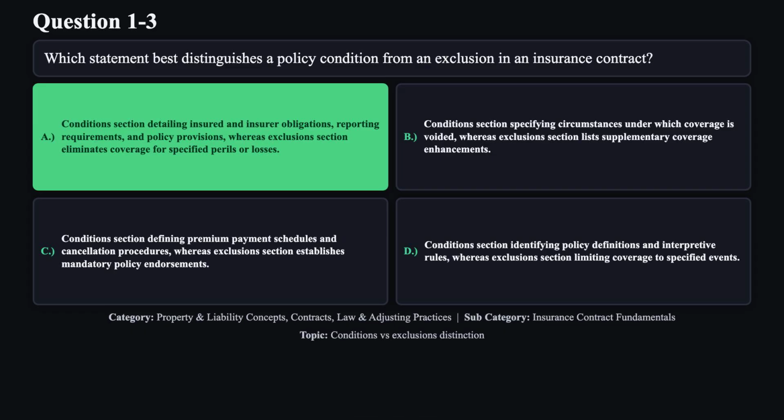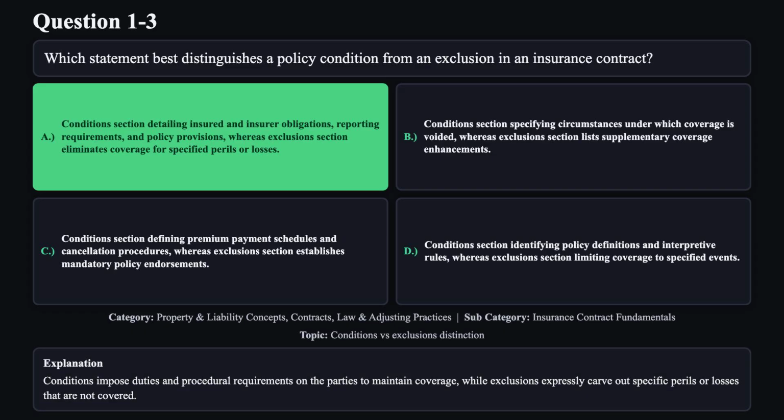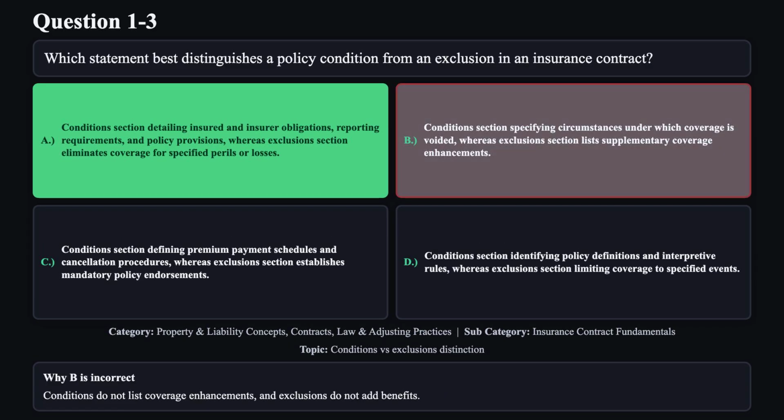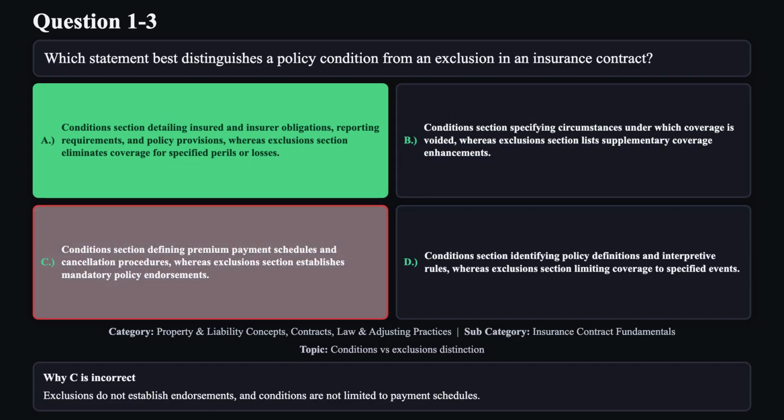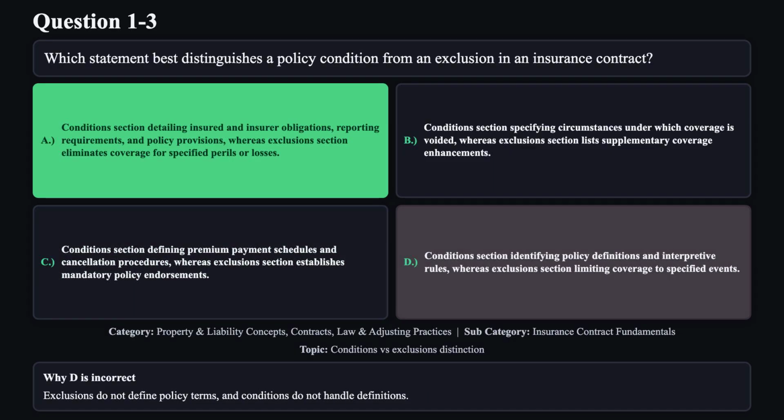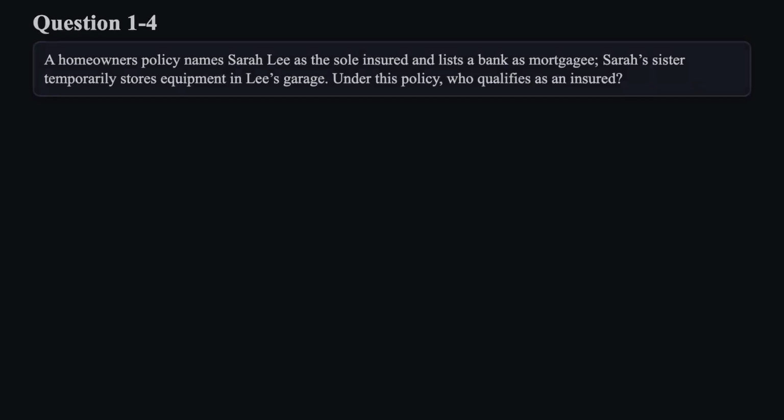The correct answer is A. Conditions impose duties and procedural requirements on the parties to maintain coverage, while exclusions expressly carve out specific perils or losses that are not covered. Reason B is not correct. Conditions do not list coverage enhancements, and exclusions do not add benefits. Reason C is not correct. Exclusions do not establish endorsements, and conditions are not limited to payment schedules. Reason D is not correct. Exclusions do not define policy terms, and conditions do not handle definitions.